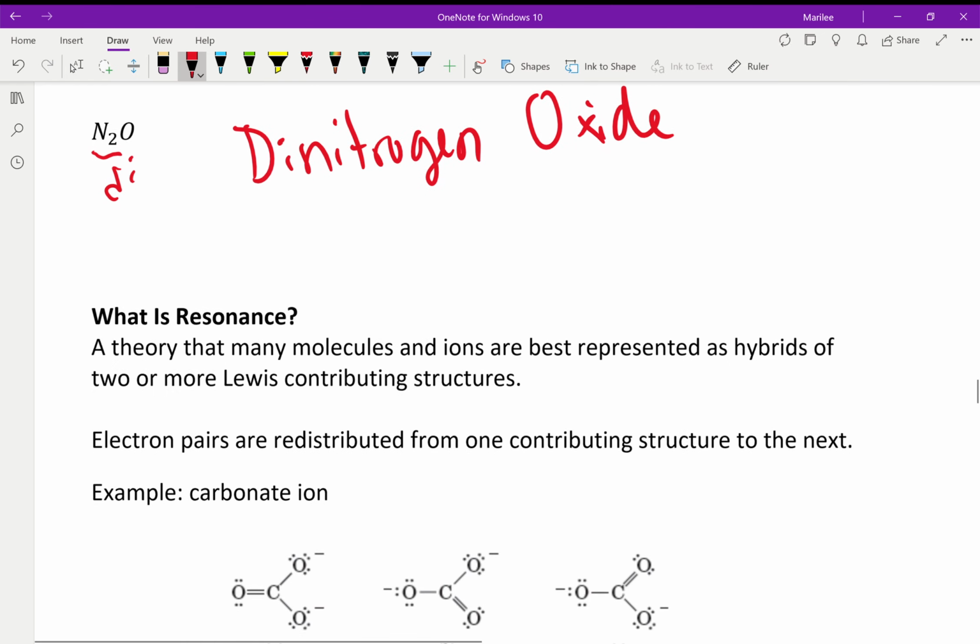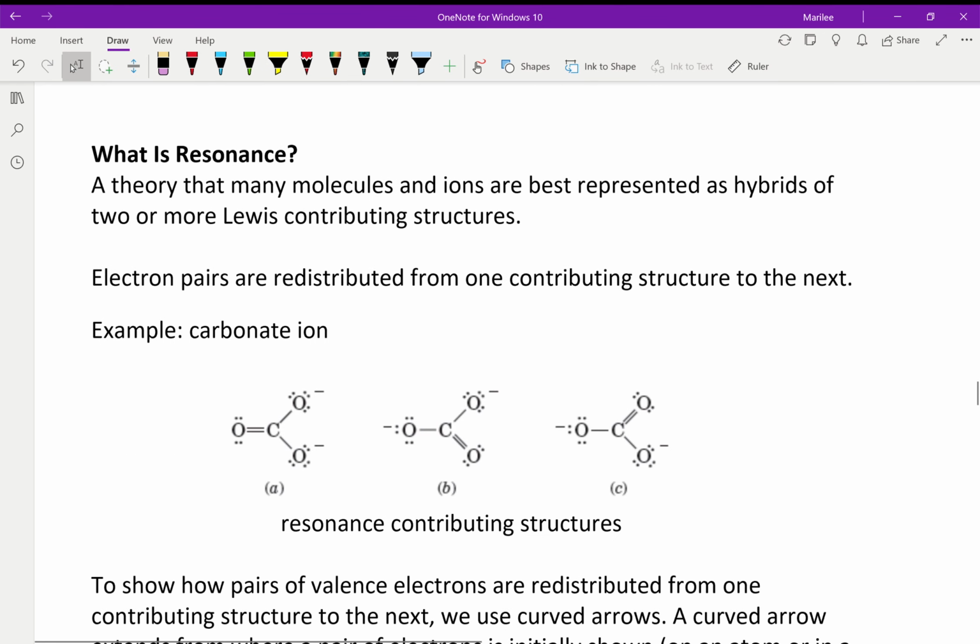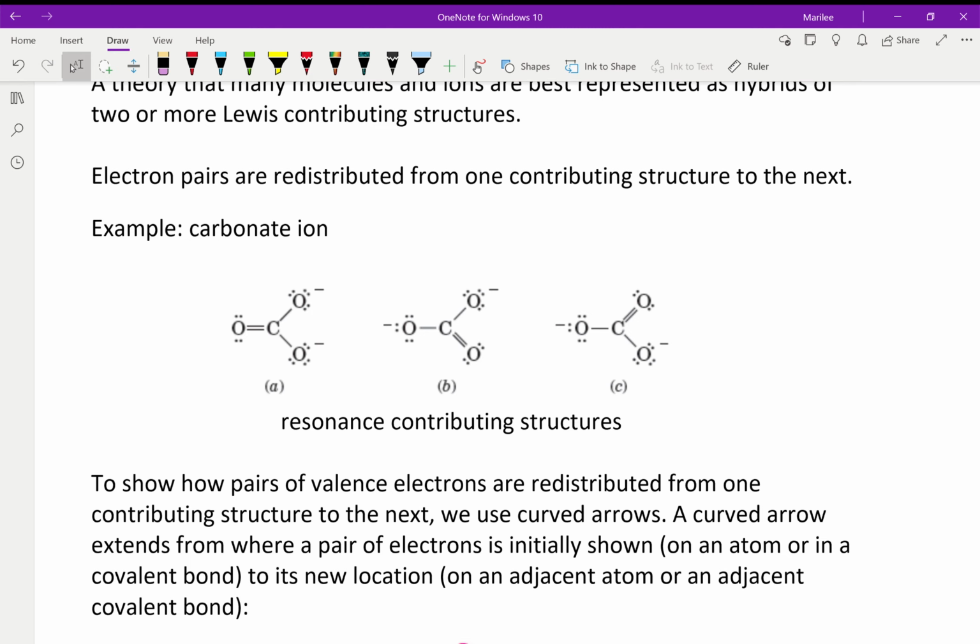So what is resonance? A theory that many molecules and ions are best represented as hybrids of two or more Lewis contributing structures. Electron pairs are redistributed from one contributing structure to the next. So if I show you an example here, it is the carbonate ion.